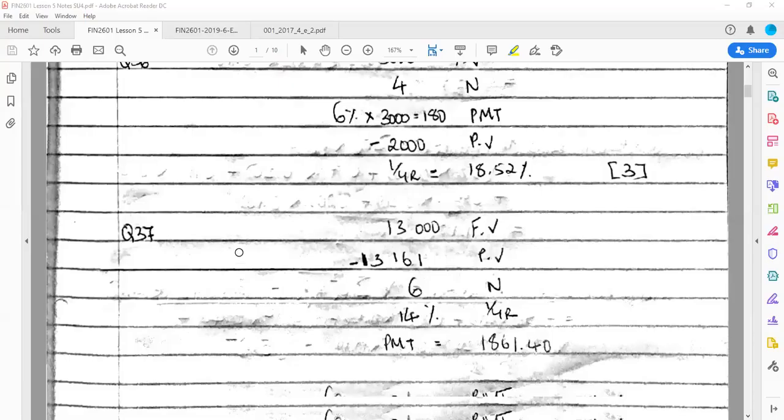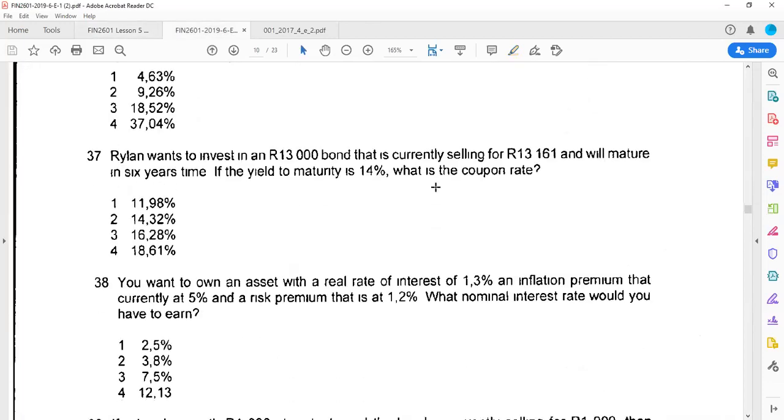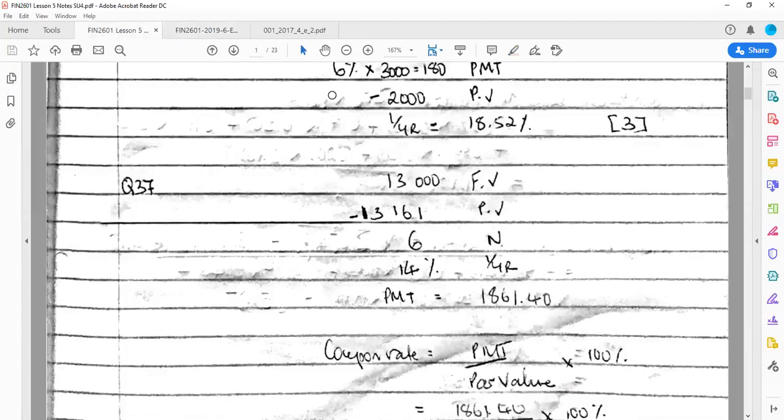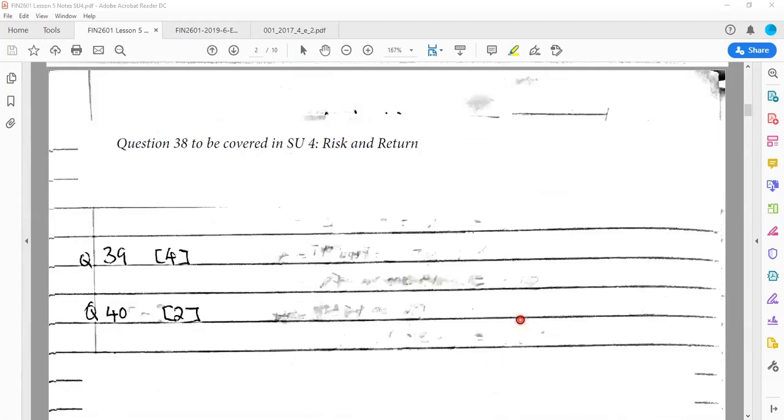Right. So question 37, they wanted a coupon rate. Remember, coupon rate is equal to the coupon divided by the par value. So in this case, we just take our FV as 13,000, our PV as minus 13161, 6 is our N, 14 is our I over YR, then we get PMT, then we divide that PMT by our par value to get the coupon rate.